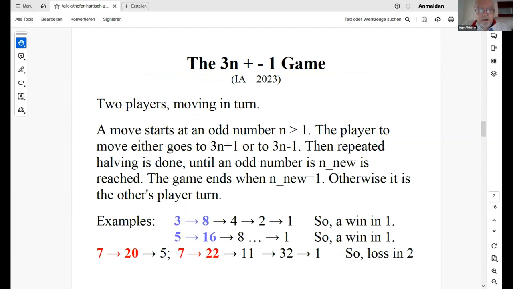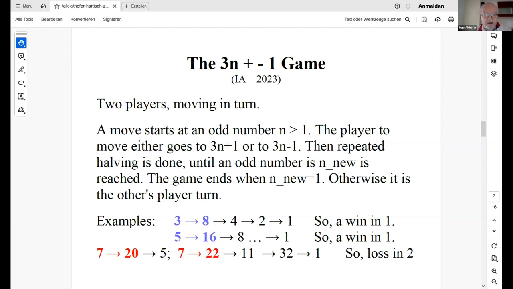Recently, we designed a game based on these two puzzles, the 3n plus minus 1 game. Two players moving in turn, and the move starts at some odd number n, larger than 1. The player to move either goes to 3n plus 1 or to 3n minus 1. So she has only two choices, 3n plus 1 or 3n minus 1. Then the result is repeatedly divided by 2 until an odd number is reached, and the other player is to move.